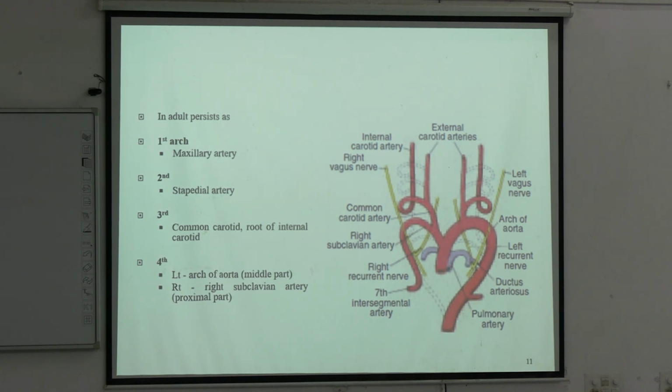The fourth one is the important one. You can forget anything, but the fourth one is important because it forms the middle part of the arch of aorta on the left side, and on the right side it forms the beginning part of the subclavian artery. What does the subclavian artery do? It supplies blood to the arm, right? It gives off the axillary artery and the brachial artery, and the brachial artery eventually supplies the arm. So these two are very important in the developmental fate of these arch arteries.